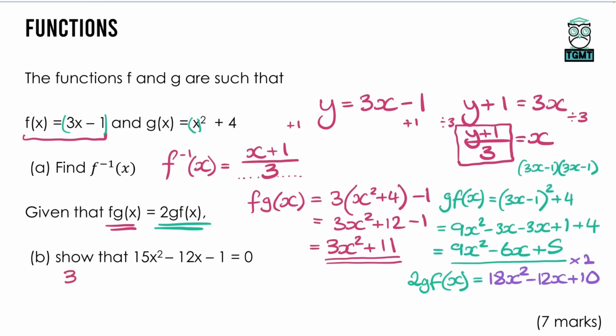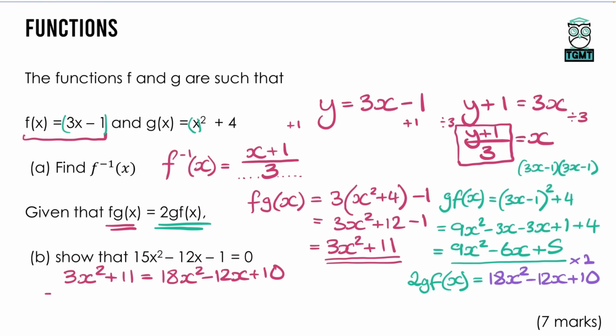So we have 3x squared plus 11, which is the fgx, is equal to the 2gfx, so 18x squared, minus 12x plus 10. Now, although they've got the 0 on the right, it doesn't actually matter what side we get the 0. It only really matters when we have an inequality involved. When it's an equal sign, it doesn't matter either way.